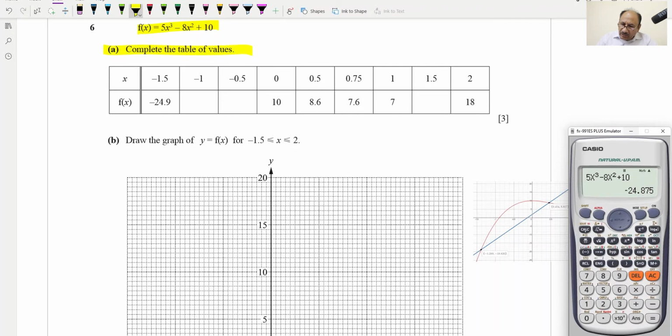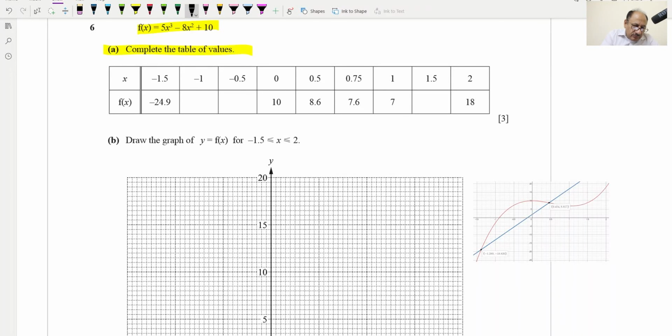So we will press the calculate button. So calculate for x is equal to minus 1, and we will get minus 3. So our answer will be minus 3 for minus 1.